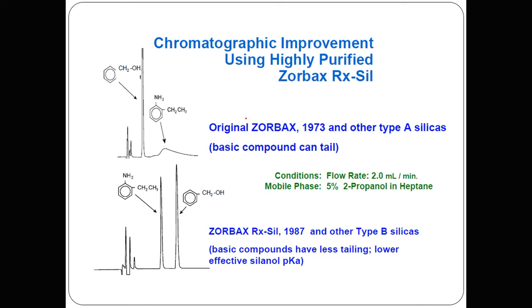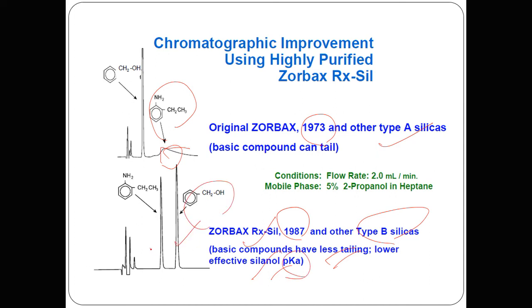Chromatographic improvement using highly purified Zorbax RX-Sil. Here is the original Zorbax in 1973 and other type A silicas, where a basic compound can tail. Here you can see that it is the basic compound and it is tailing, so much tailing that we cannot separate this impurity. We have to separate this impurity, and for the separation we have taken, in 1987, Zorbax RX-Sil and other type B silicas. Basic compounds have less tailing, a lower effective silanol pKa. It is a very good peak shape and you can separate it easily.